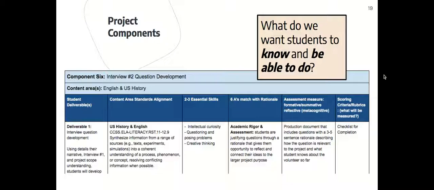Ultimately, when we think about the project components and building that out, it's taking what you did with the roadmap and then fleshing that out more fully and really determining what standards we are measuring here, what essential skills we want to develop, and then how we will go about providing that measurement from that product.